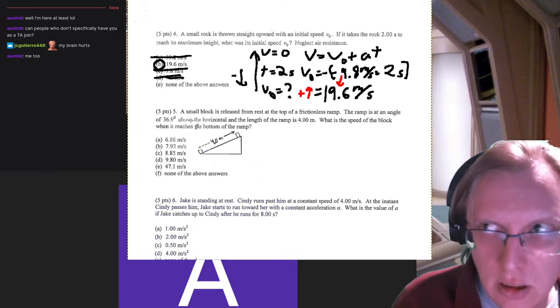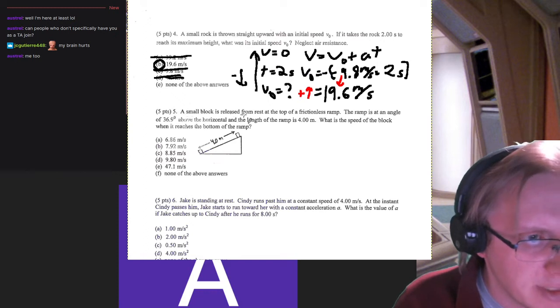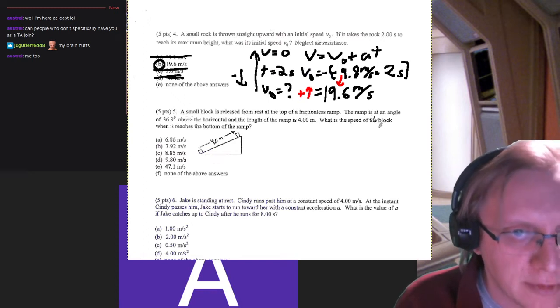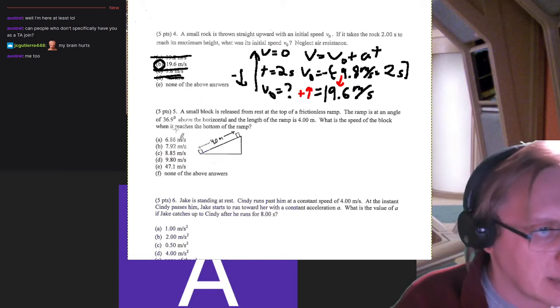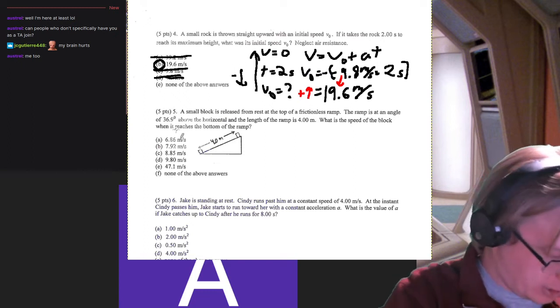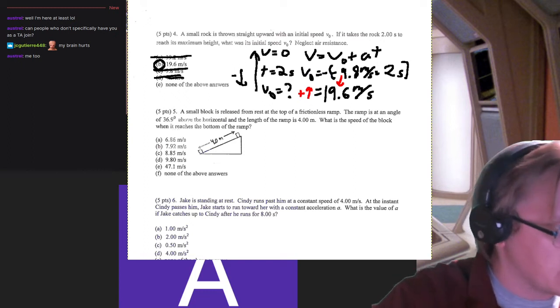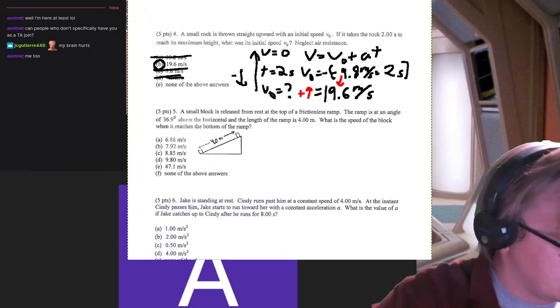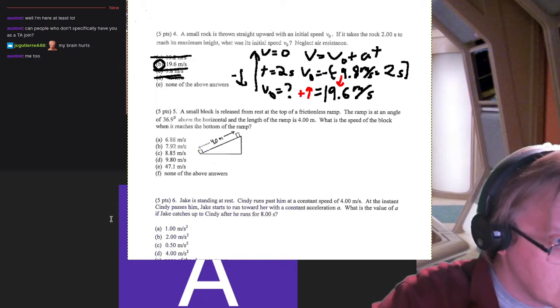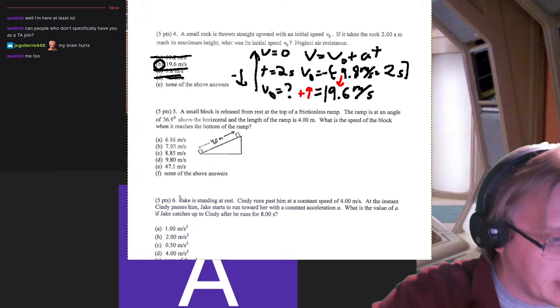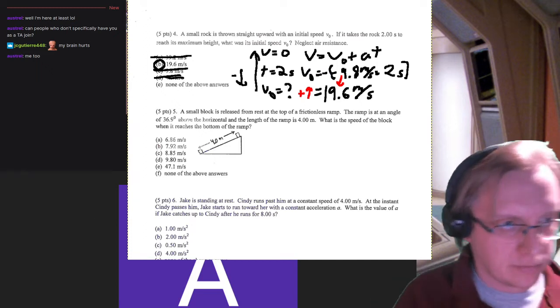A small block is released from rest on the top of a frictionless ramp. The ramp is at an angle of 36.9 degrees above the horizontal and a length of 4 meters. What is the speed of the block when it reaches the bottom? Let's see if this is on the exam. Let me double check that. Acceleration for an object on an incline, not on the exam. All right.